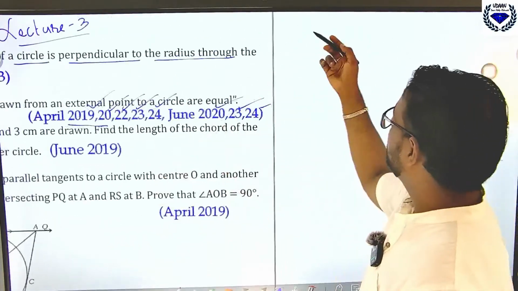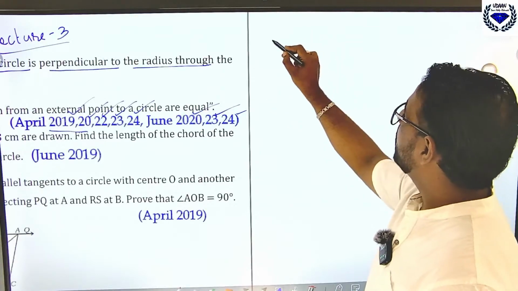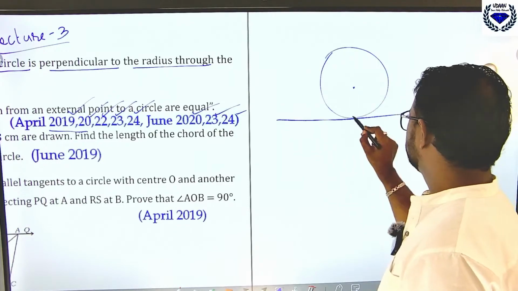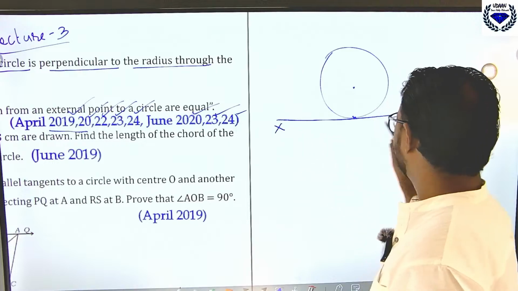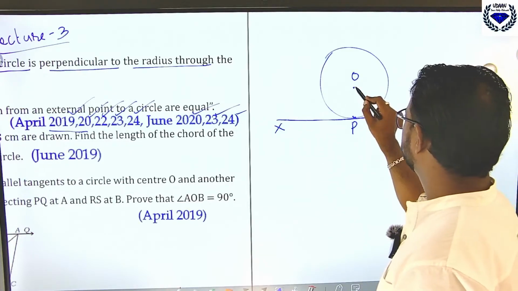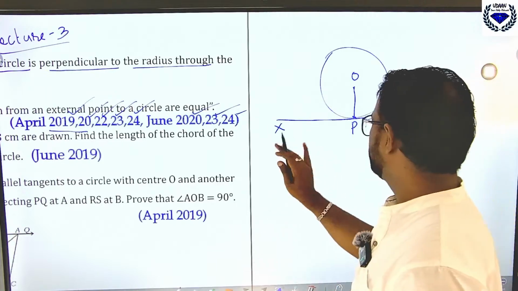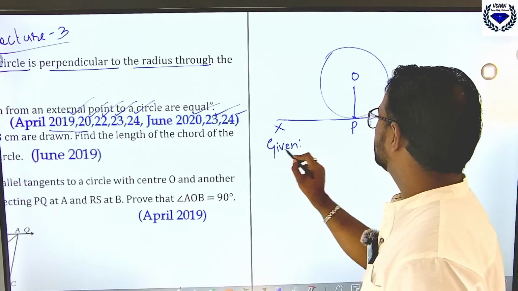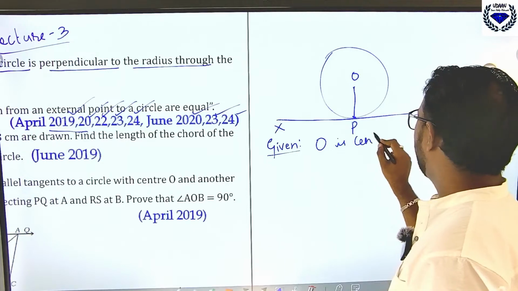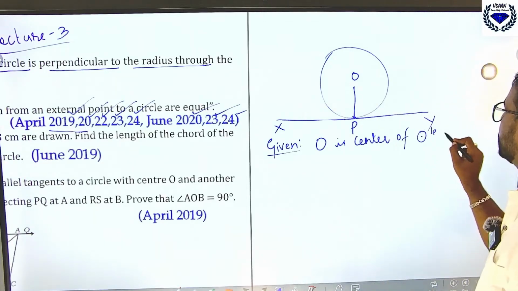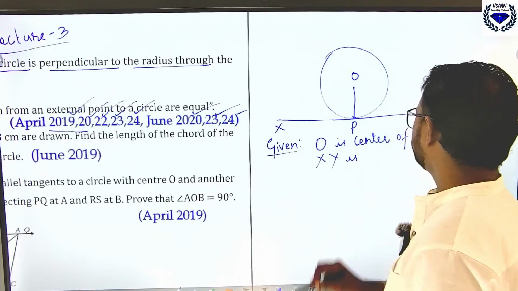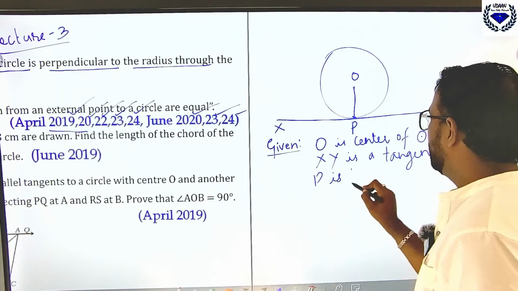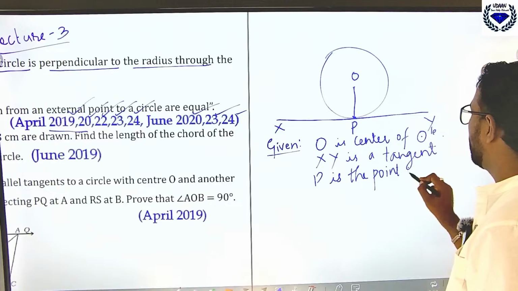Then what shall you do here? You write the figure. You draw a circle, and this is a tangent, so I'll write XY is a tangent. This is point P and this is O. You should draw it. Then you can start with what is given. Given: O is the center of the circle, XY is a tangent, and P is the point of contact.